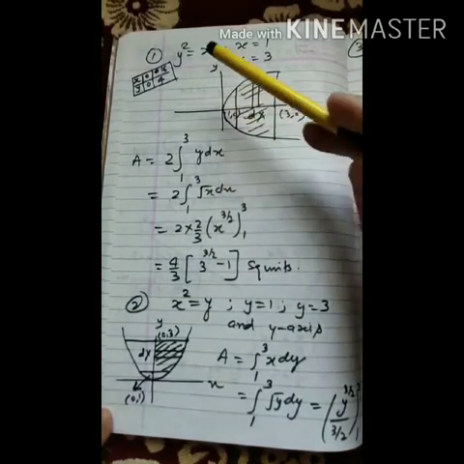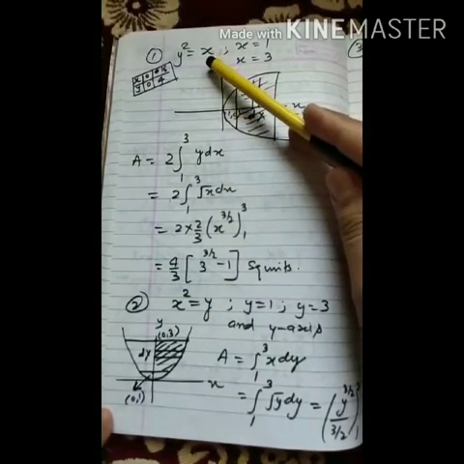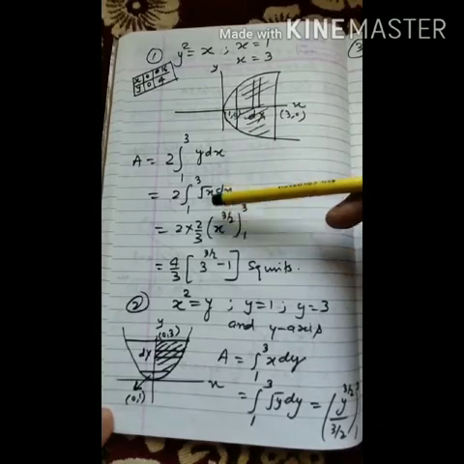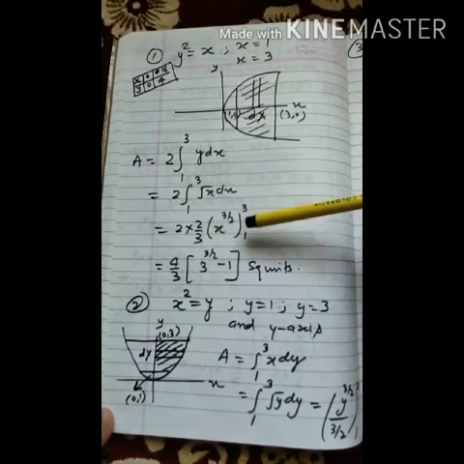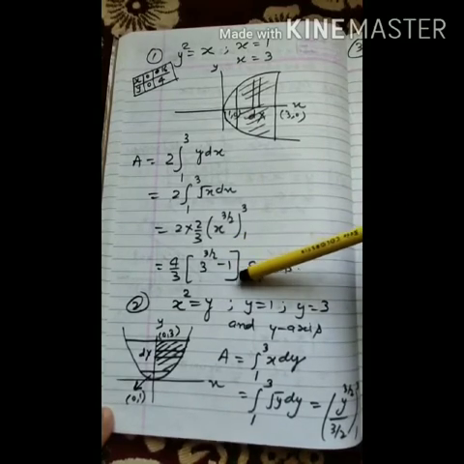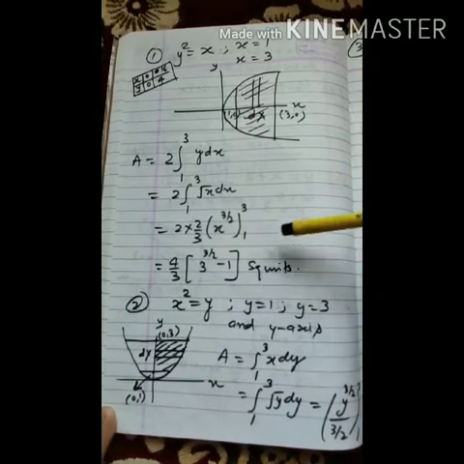Now the value of y from equation is y equal to root x. Now integration of root x is this much, x to the power 3 by 2, and put the limit 1 to 3. We will get this value. So this is the required area.